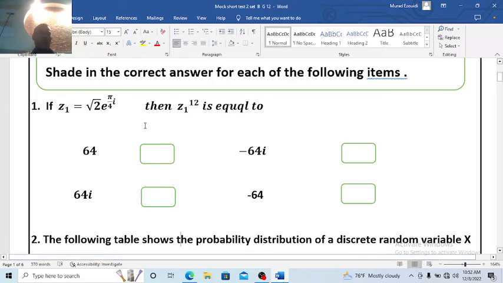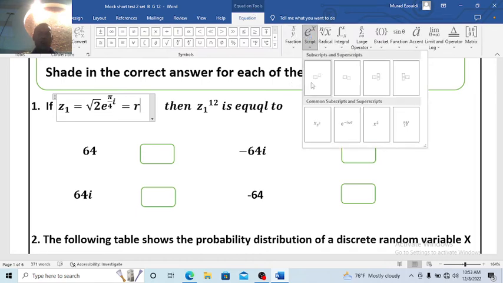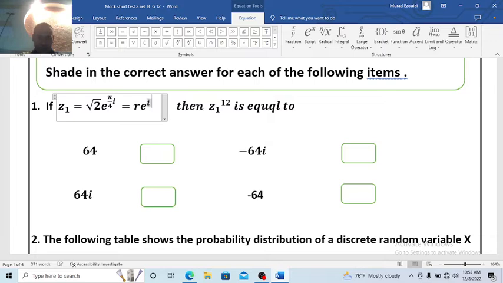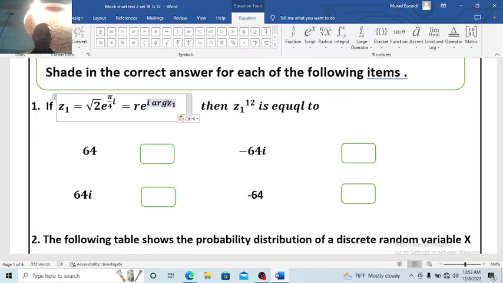First of all, you can see this is written as r exponential i argument of z, here the argument of z1. Therefore I'm going to raise this complex number to the power 12. It may be to the power 6, to the power 5, or to the power 8 in the exam. So I will just take this one.